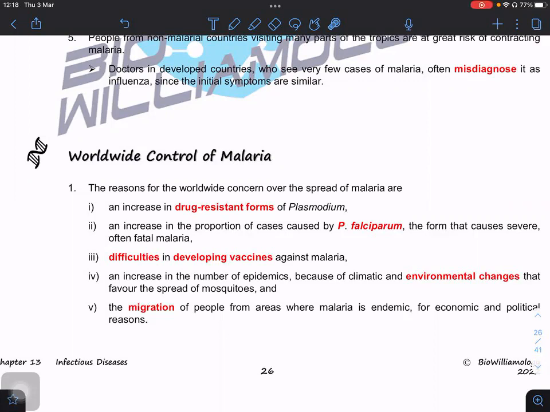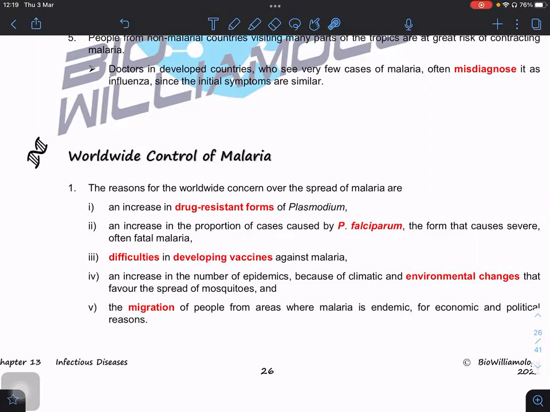Okay, there is an increase in the proportion of cases caused by P. falciparum, which we call severe or fatal malaria. Okay, P. falciparum, difficulty in developing a vaccine. So far, we don't have a very effective vaccine. There is also an increased number of epidemics because of climatic and environmental changes.